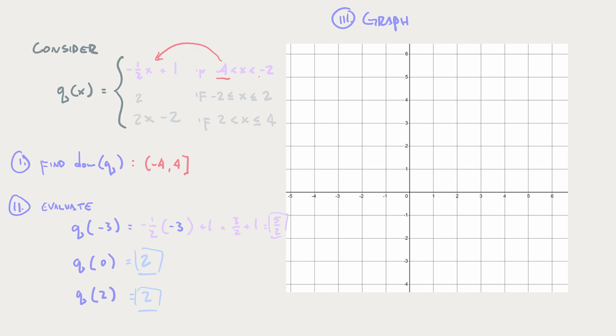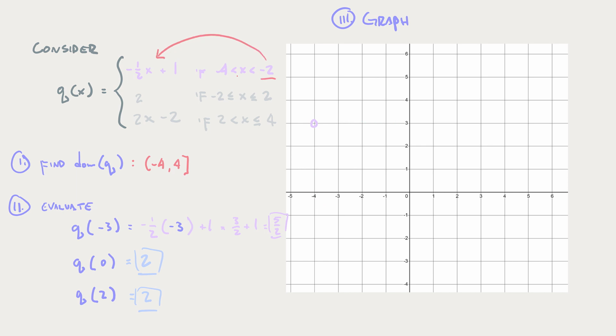So if you plug -4 in for this x, you have -1/2 times -4, that's +2. And then you add 1 to it, so you get 3. So at the x value -4, you're getting the y value 3. So we put a point there. And it's open because it does not include it, right? Domain does not include it.